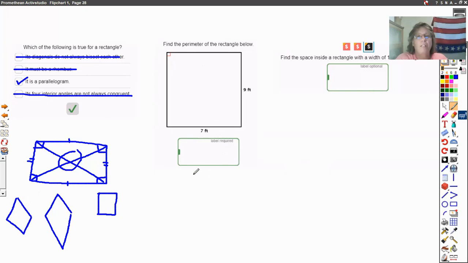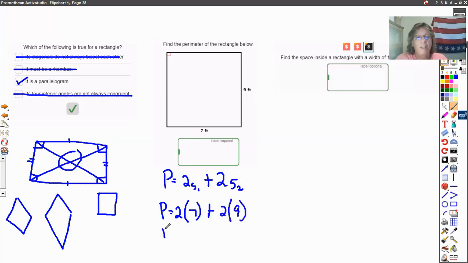Find the perimeter of the rectangle below. So we need the formula for the perimeter of a rectangle. And the perimeter for a rectangle is 2 side 1 plus 2 side 2. And so we'll just go ahead and substitute what we know, okay? So I know the side 1 is 7, so it's going to be 2 times 7 plus 2 times 9, the other side. And then 2 times 7 is 14. 2 times 9 is 18.